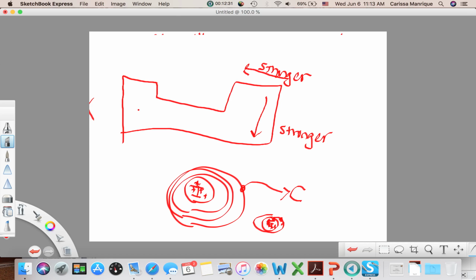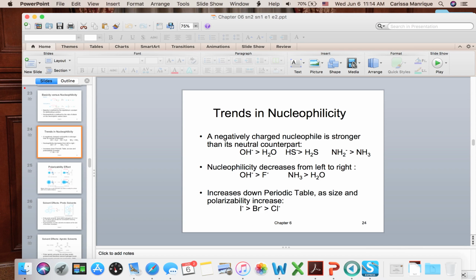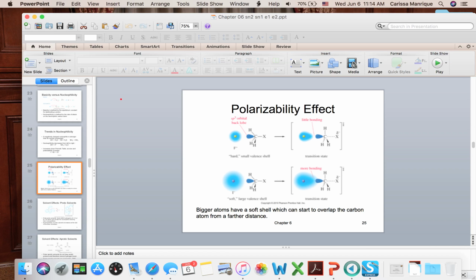So think about a magnet. The closer you put a magnet to another magnet, if they're attracted to each other, the harder it is to pull it away, right? But the further away you have the magnets, the less attraction there is. And so that's why going down the periodic table is a stronger nucleophile, because the electrons are further away, so they're easier to use for bonding because they're not held as strongly to the nucleus. And so this is basically what I just showed you here. The bigger atoms have a softer shell, which can start to overlap the carbon from a further distance. So like I said, they're larger. The electrons are further away from the nucleus, so they're easier to bond with something else because they're not held as tight.